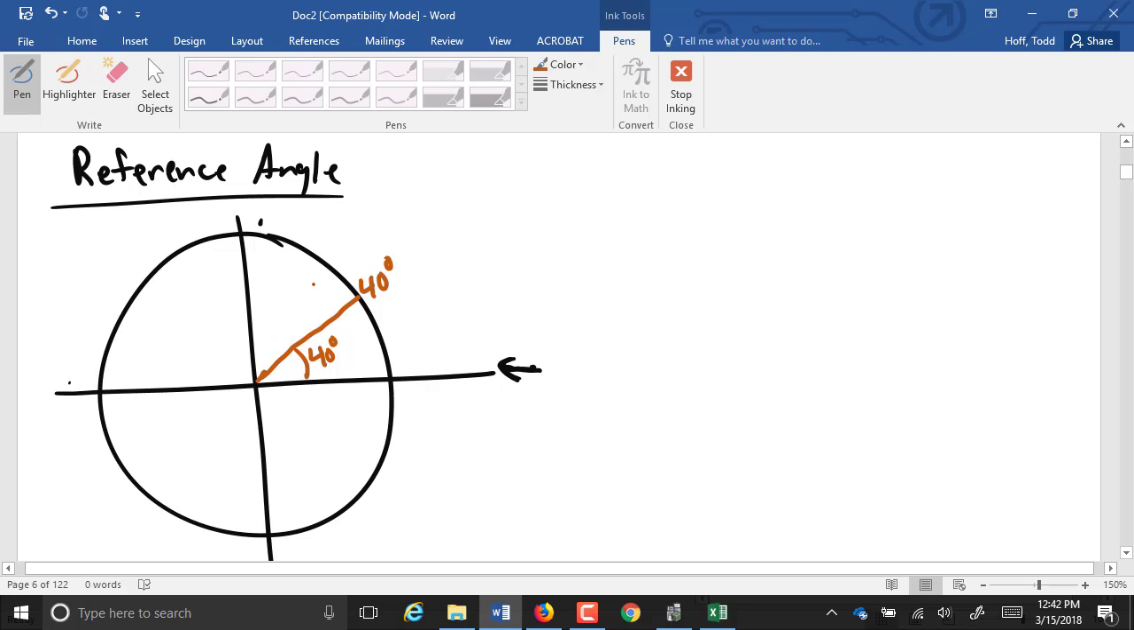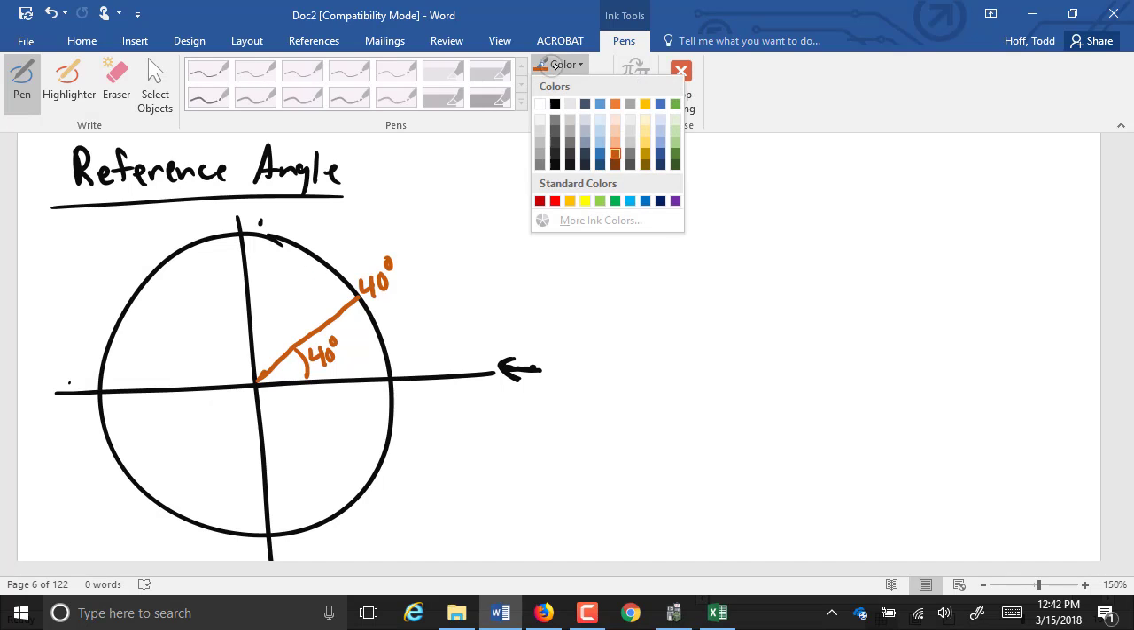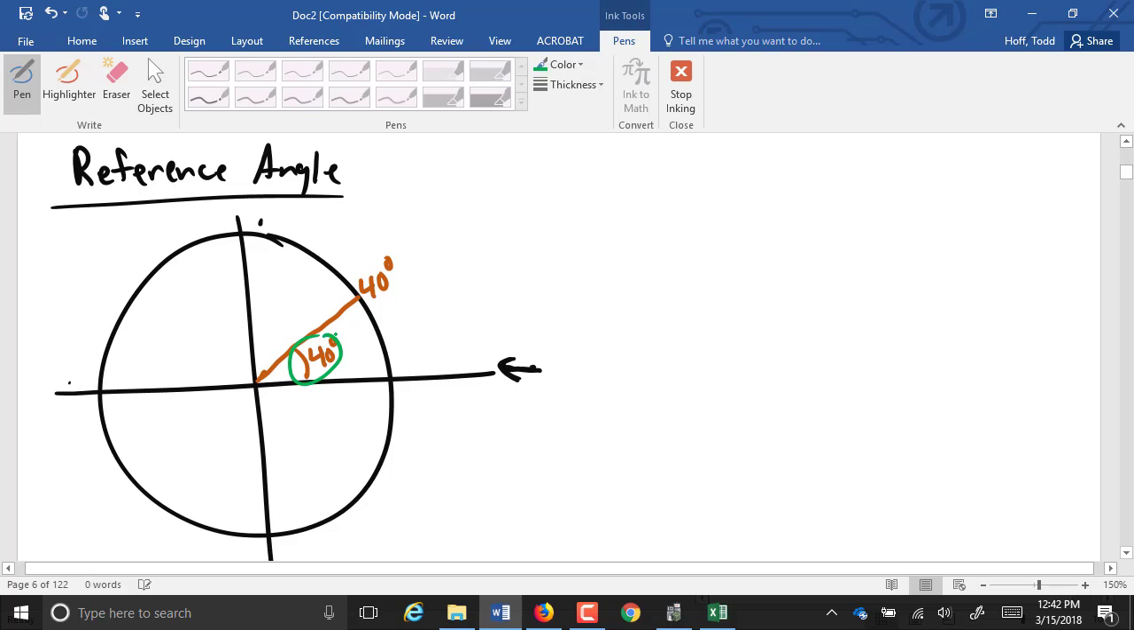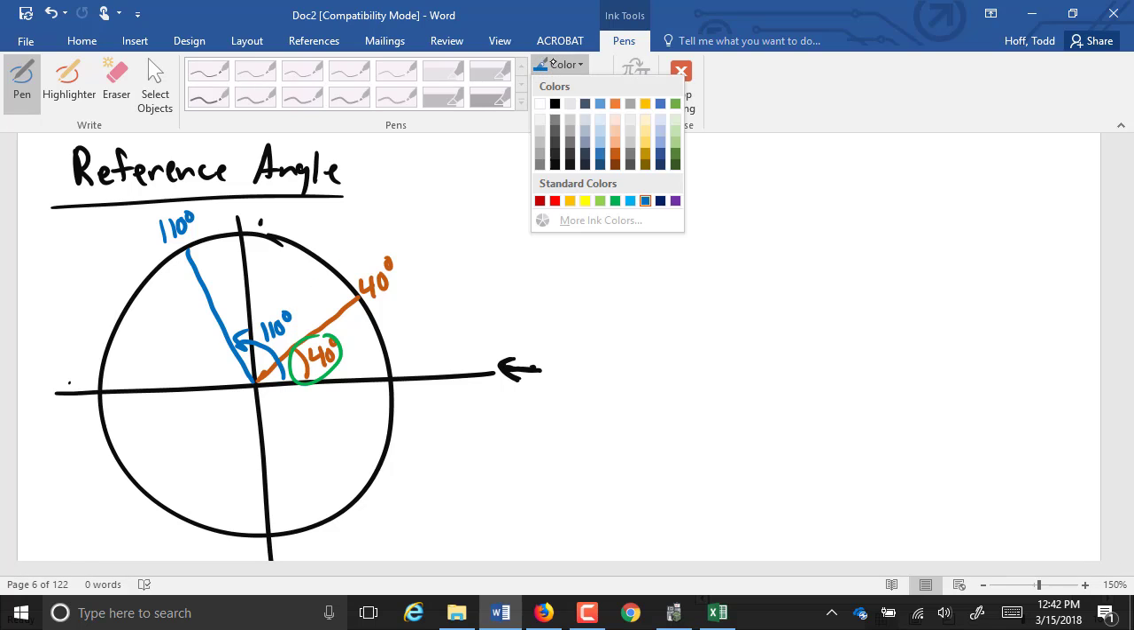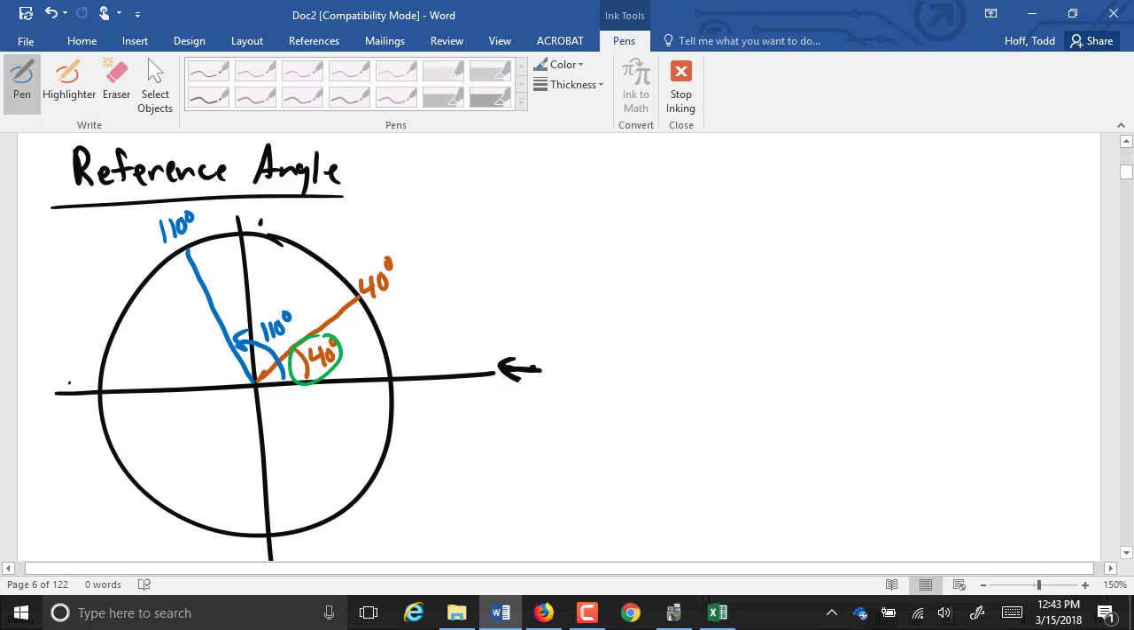Well, in the first quadrant, the angle is the reference angle. So 40 degrees is the reference angle. But if I have an angle over here that's 110 degrees, 110 degrees would be right there. The reference angle is the closest angle to that reference diameter. Since this horizontal is the reference diameter, that's the closest angle to it, which is going to be how much? 70, good. Because we have to get up to 180 degrees here.